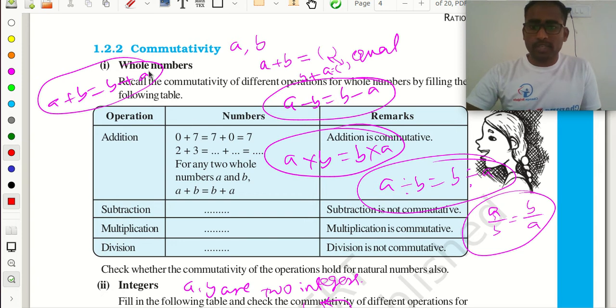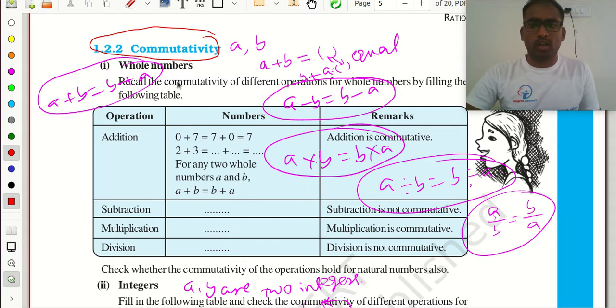Yes. Next we need to discuss the commutativity property on whole numbers. Before that, we need to understand what a commutativity property is. In the commutativity property, we can check under four operations. Those are addition, subtraction, multiplication.